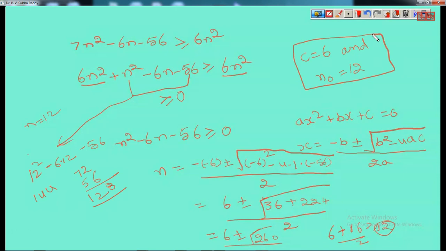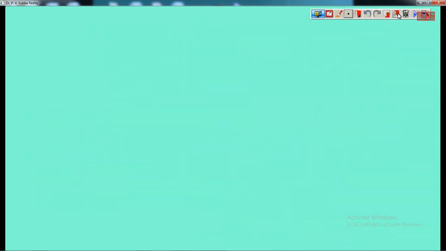Different answers are possible. Only the problem comes when there are negative terms in the expression. That is, if there are negative terms like this, then only there is a problem. If all terms are positive, it is very easy to calculate.